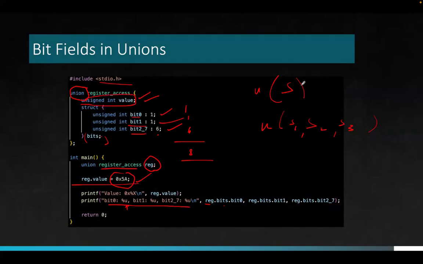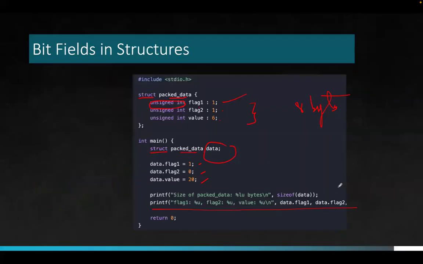When you print the register access, you will get 0x5A. That's it. But in a structure, you'll get all this data, which is 1010 and 0101. All this data gets printed over there. But in the union you will get just 5A. This other data won't be printed because a union holds only one variable at a time.